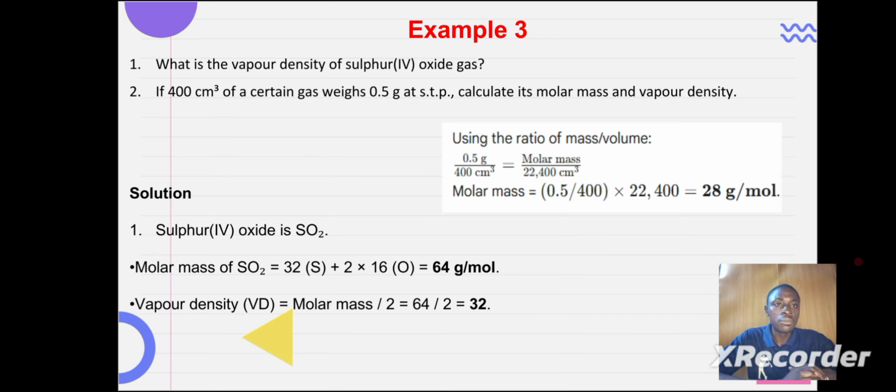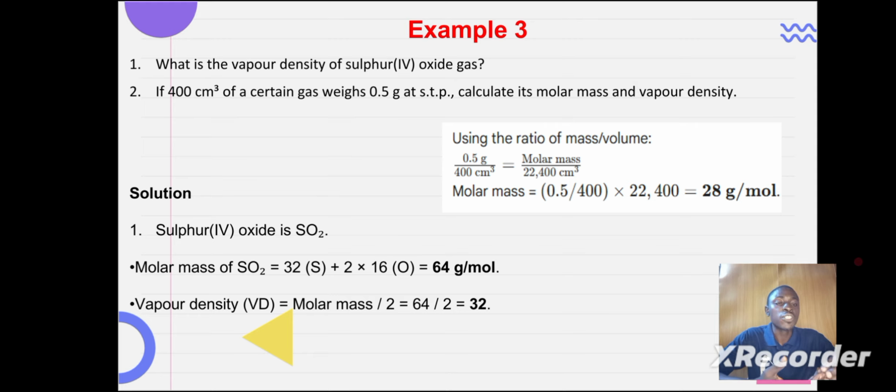In question 2, if 400 cm³ of a certain gas weighs 0.5 gram at STP, calculate its molar mass and vapor density. So what we are saying is 0.5 gram of the gas is 400 cm³.